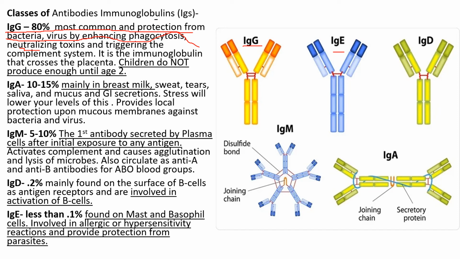It is the immunoglobulin that crosses the placenta in babies because they can't make it on their own until age 2. Really, a child cannot make enough IgG until age 2. And here's the argument for certain types of vaccines before the age of 2. Argument against them. Because if the child cannot make the immunoglobulin you're trying to get them to make, why expose them to that antigen? It doesn't make sense at all.